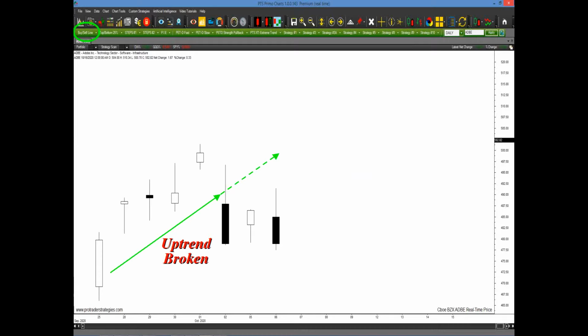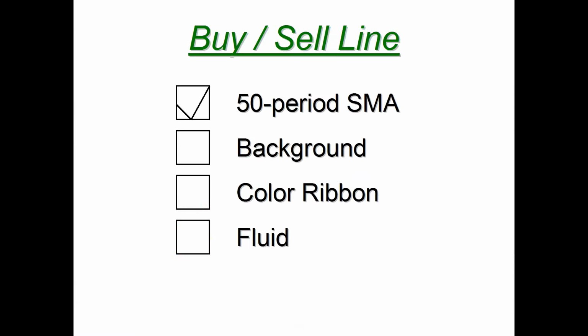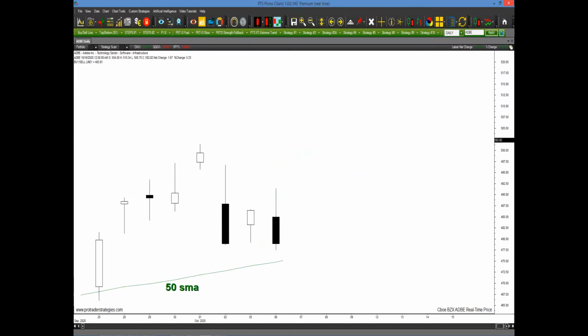First thing you want to do is apply the buy-sell line. Click on 50-period moving average, and you would have seen that the uptrend was never broken. The overall trend was up. But look at, you bought here on a bar that closed in the mid-range or bottom portion of its range. And it didn't meet the remaining rules. Neither did this bar. So there's no reason to buy here.